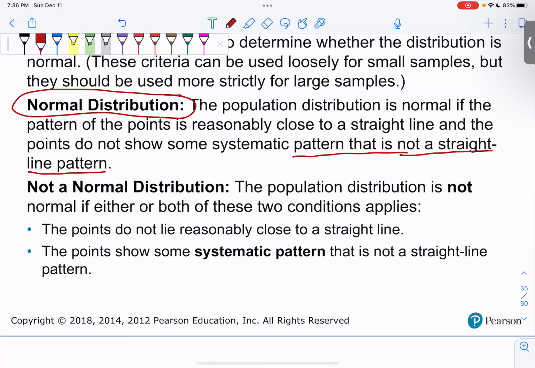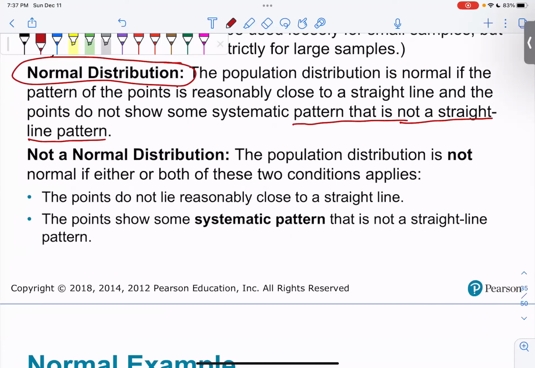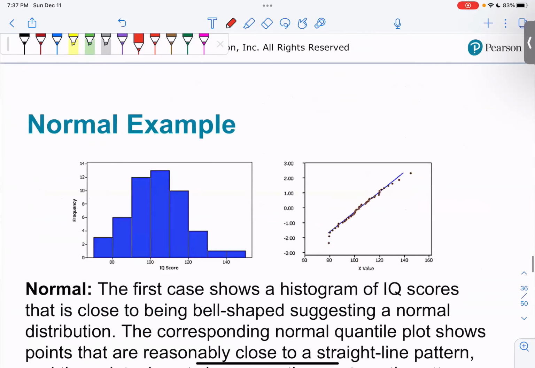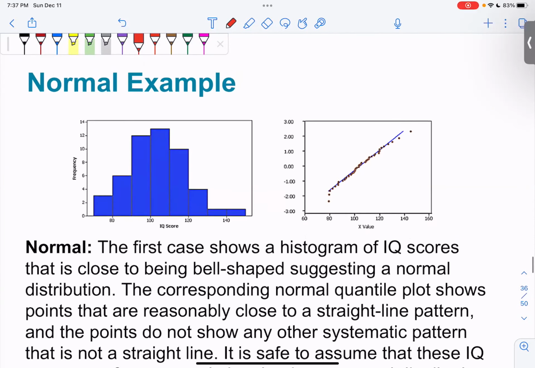And it will not be a normal distribution if those dots are not close to the straight line, and we have some symmetric pattern around the straight line. So let's look at the first example here.